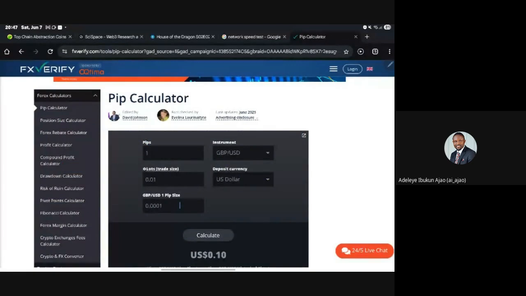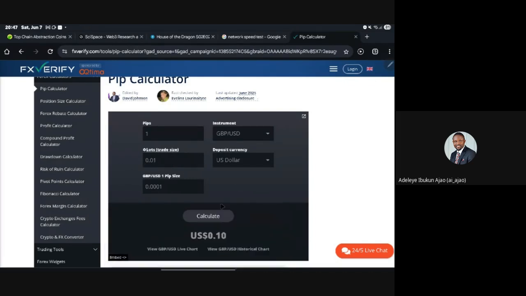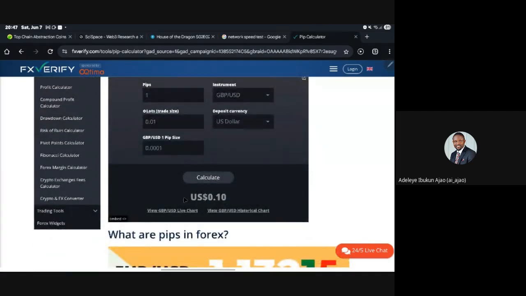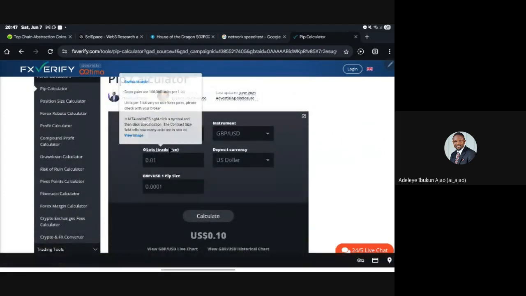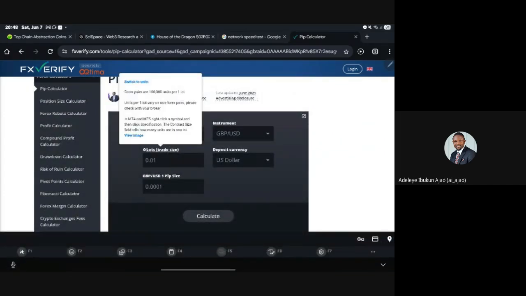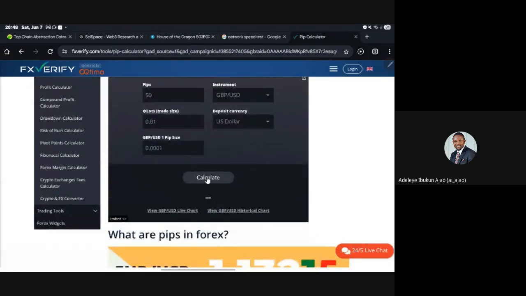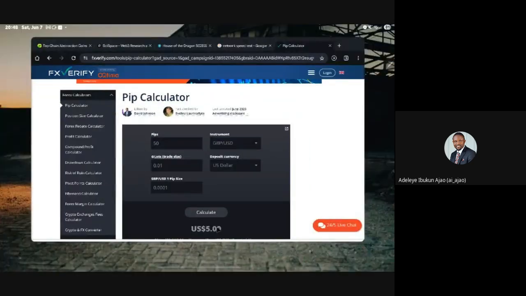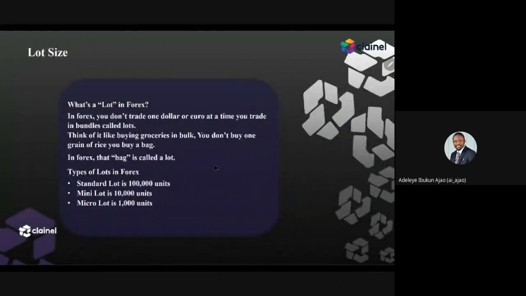And like you see, we have here, like we discussed, 1 pip for your micro lots is equivalent to 10 cents. That is 0.1. So now for your micro lots, 50 pips would be $5, like we discussed. So you see, the calculation is correct. So back to our slide.